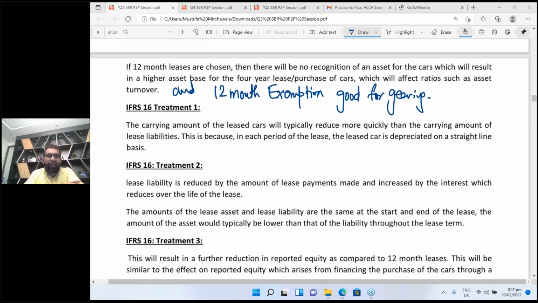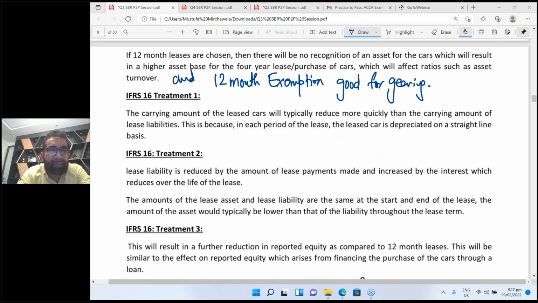Now, IFRS 16 treatment number 1, the carrying amount. Now you need a little energy, please. And if you don't understand, no issue. If you have understood the question till now, you have scored 9 to 10 marks. These are extra marks. Just think, the carrying amount of the leased car will typically reduce more quickly than the carrying amount of lease liabilities.